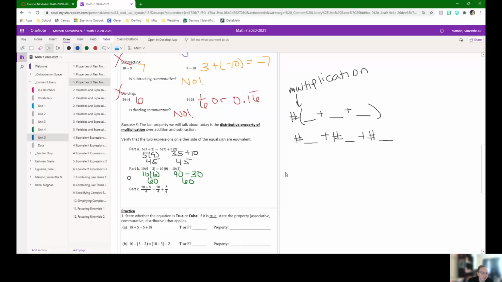Okay, so 20 plus 8 is going to be 28. Divided by 4 is 7. On this side, 20 divided by 4 is 5. Plus 8 divided by 4 is 2. I still got 7. So the distributive property works over addition and subtraction, but it's not just always multiplication. We can use it with division.